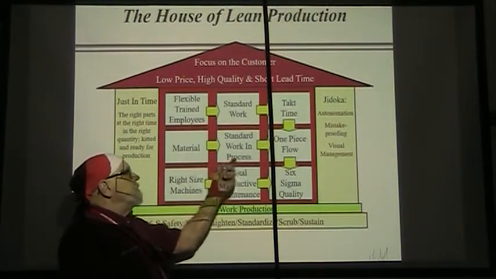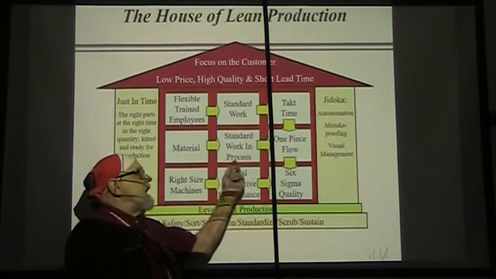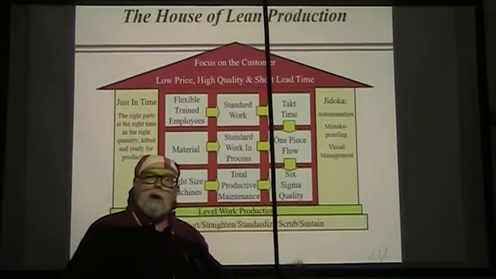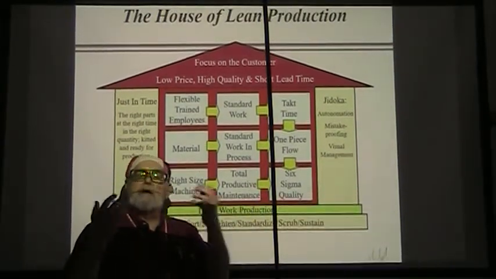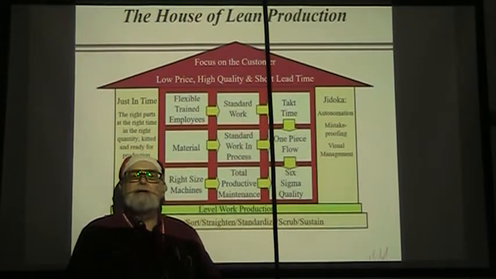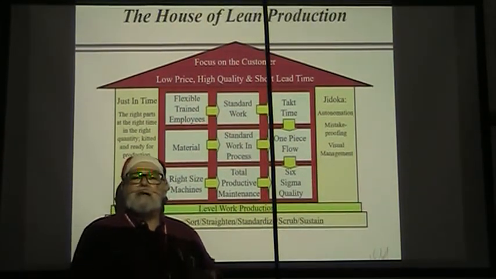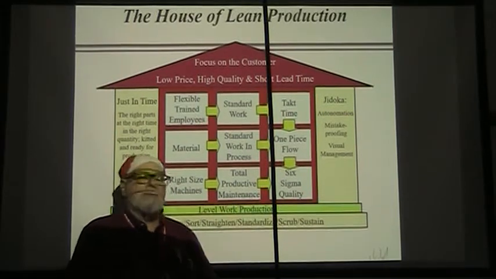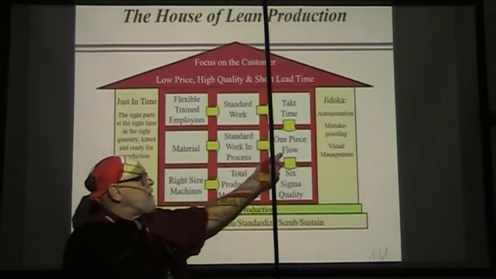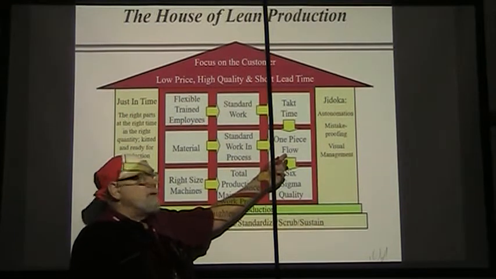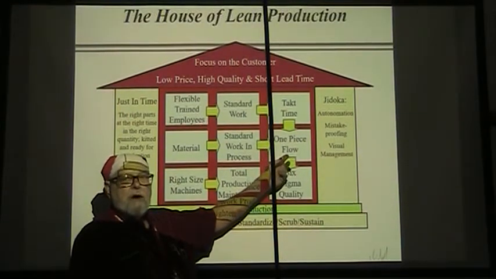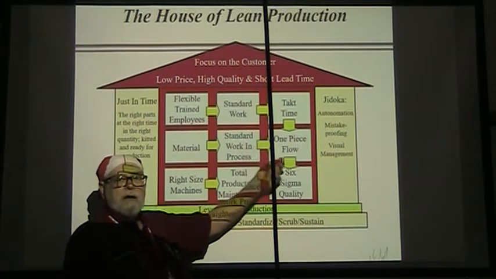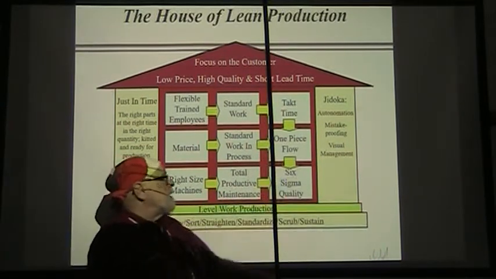Our material, first of all, we have a standard amount of work in process, right? We don't want to build up extra inventory because that represents money that could be in our pockets in case we need to make some kind of a switch or buy something. That goes into our one-piece flow. In other words, we only have one piece of inventory by a station at a time.